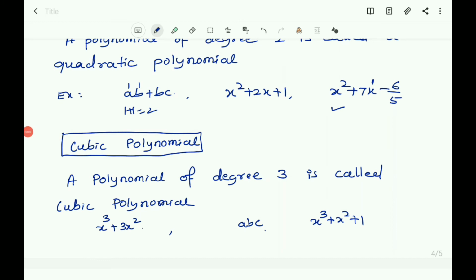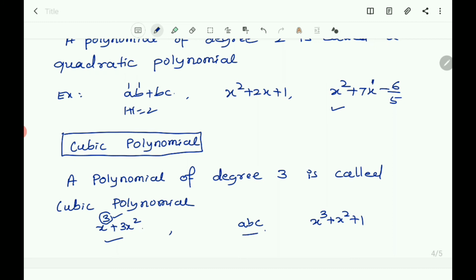Now the next one is the cubic polynomial. What is a cubic polynomial? A polynomial of degree 3. The highest power of the variable is 3. A polynomial of degree 3 is called a cubic polynomial. So you take the examples of cubic polynomial. First one is x cube plus 3x square, a cubic polynomial. Why? Here the variable is x. Its highest power is 3 here. In the first term x cube, the power is 3. In the second term 3x square, the power is 2. The highest power is 3. Therefore it is a cubic polynomial.